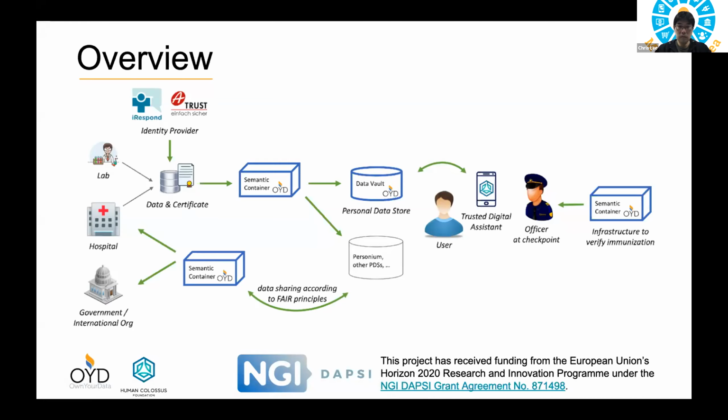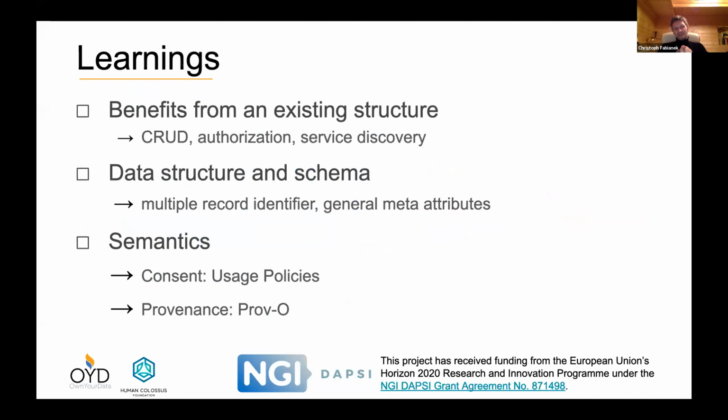So basically, this was the setting. These were the proposals that we submitted to the NGI TAPSI project, and where we got together with Human Colossus, funded. And those were actually the learnings that we had in this project. It's still ongoing. The next milestone will be end of January, where we have the first big presentation.